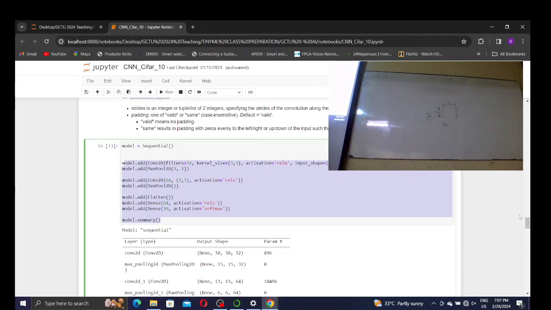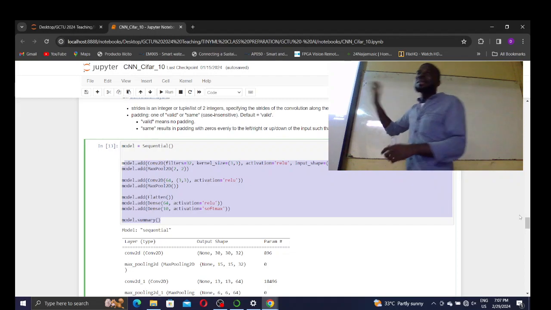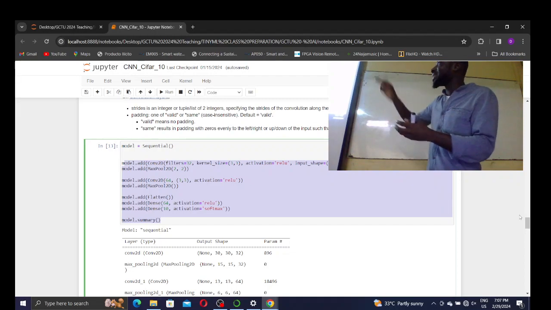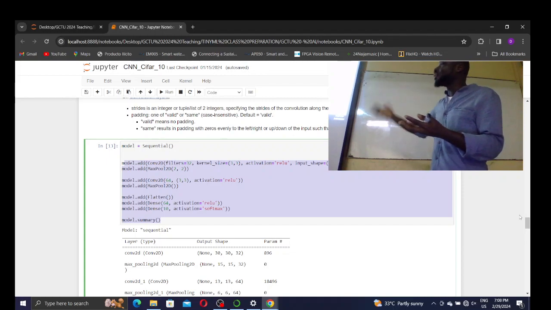Then I have another convolutional layer, Conv2D again. But here, the filters are 64, even though I didn't write "filters". When you see the 64 there, it means we have 64 filters. And those filters are 3 by 3, right? Then the next one is another 2D max pool.